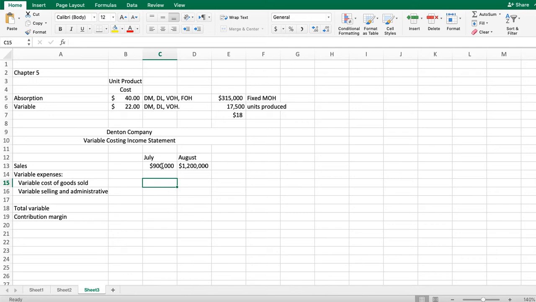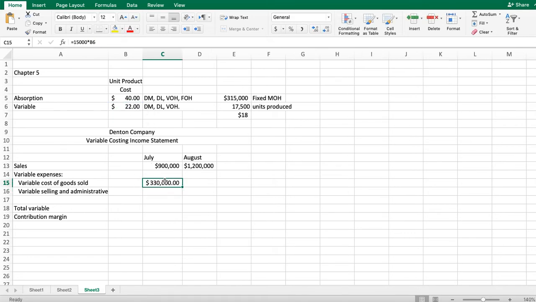Our variable cost of goods sold, let me go back to the problem. It tells us that we sold 15,000 units in July, and we know that our variable product cost up here is $22. So if we take our 15,000 units sold times our $22, then we have our variable cost of goods sold. And I'm not going to put any decimals in this. Then I have my variable selling and administrative, and I know that is $3 per unit.